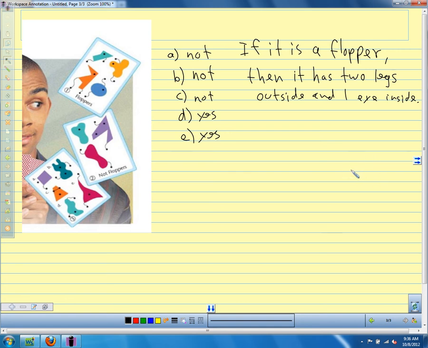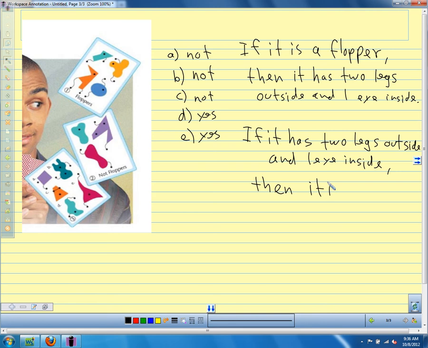So let's write the converse of this. If it has, how do I write the converse of this? One eye inside. If it has two legs outside, well, I mean, if I lose an eye, I could be a flopper. And one eye, then what's our then here? Then it's a flopper.